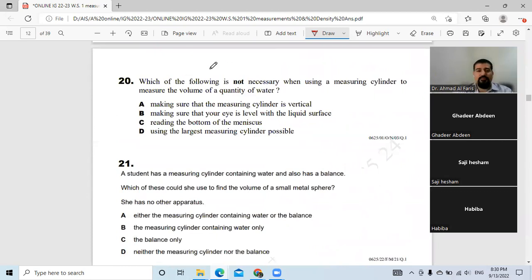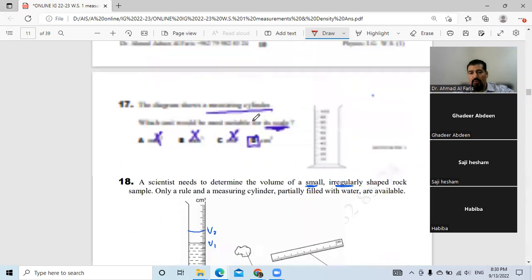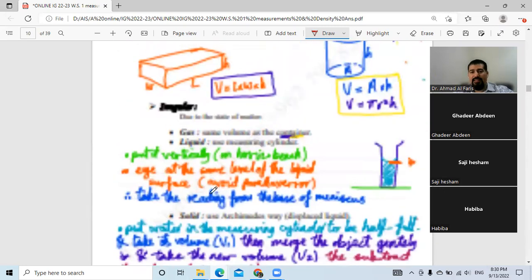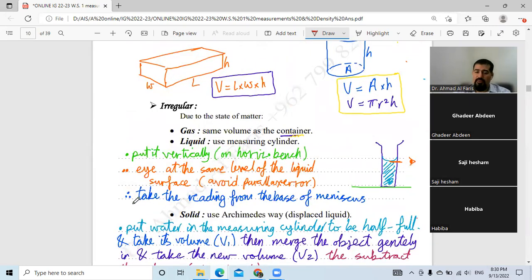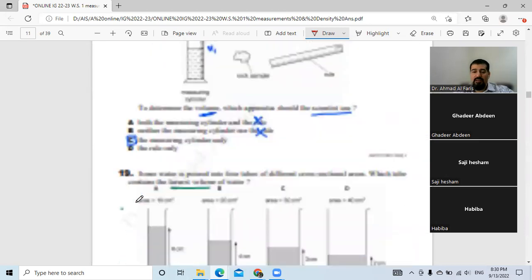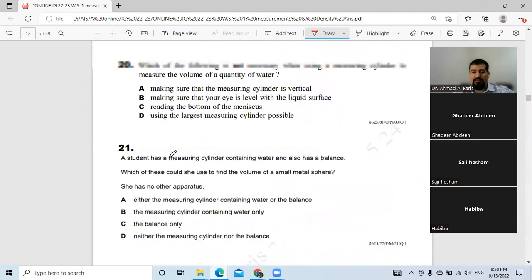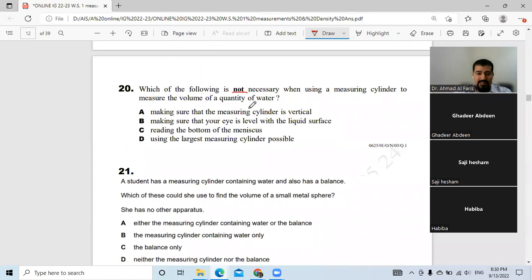Number 20. Which of the following is not necessarily when using a measuring cylinder to measure the volume of a quantity of water? Now, I told you the steps that I need to measure the volume of water. These are the three steps. Now, which one is not necessarily? It's very important to realize that it's not necessarily.